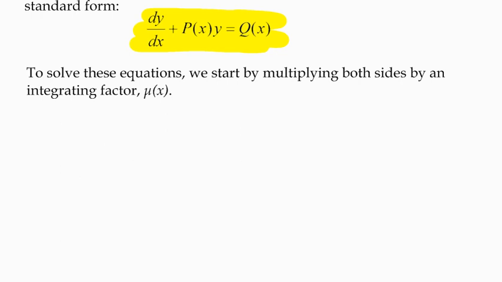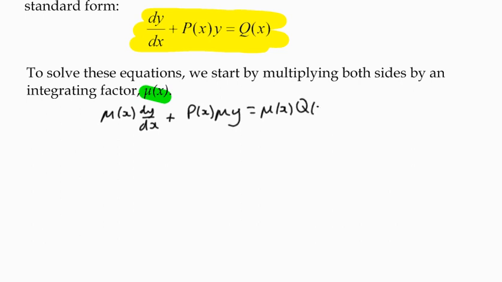Okay, so what we do is we're going to introduce this integrating factor mu, a little Greek symbol mu. Mu of x is a function in x. So we multiply everything by mu. We end up with mu of x dy by dx plus, now I'm going to say p of x mu y equals mu of x times q of x.